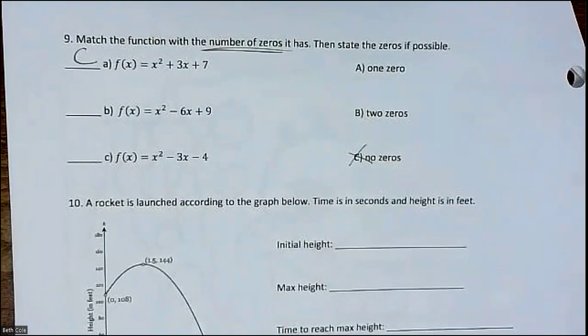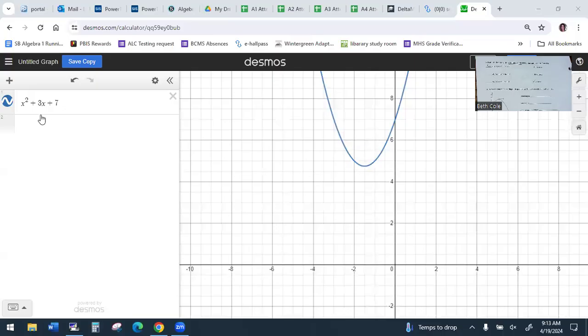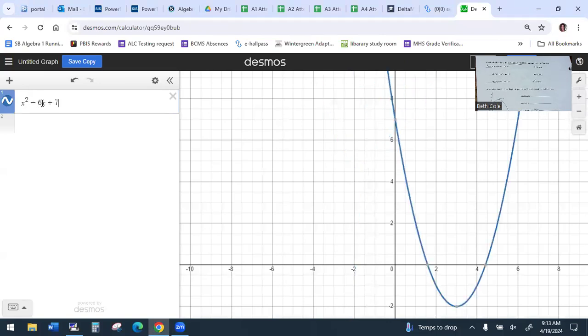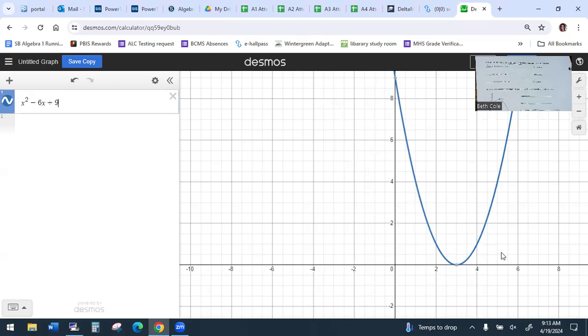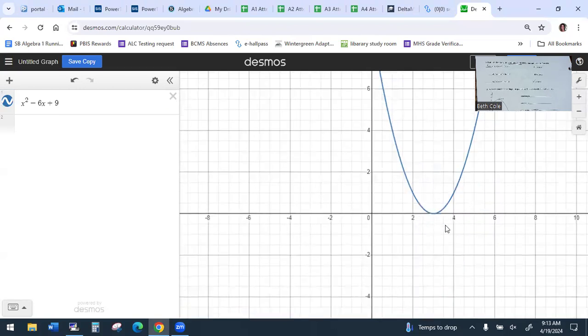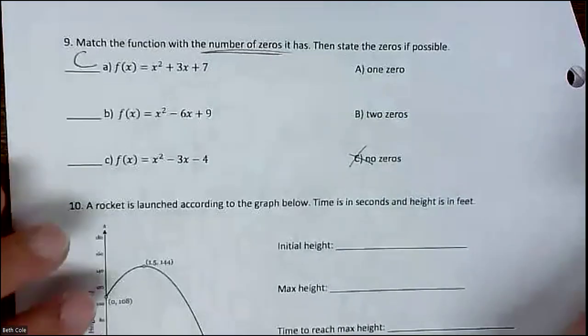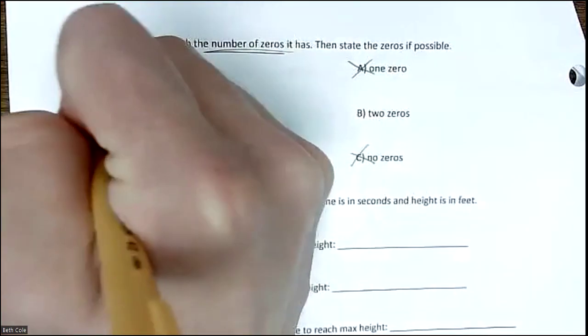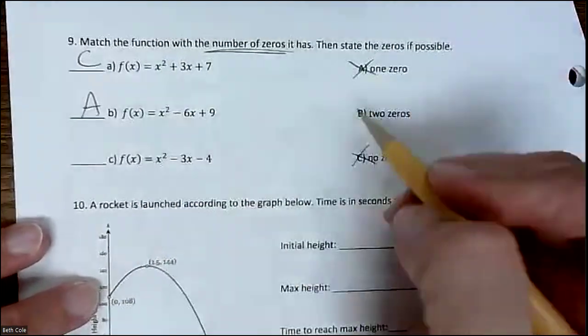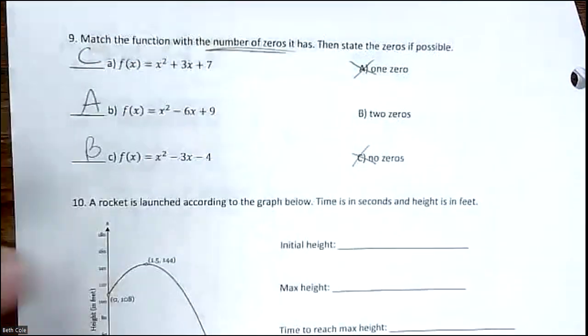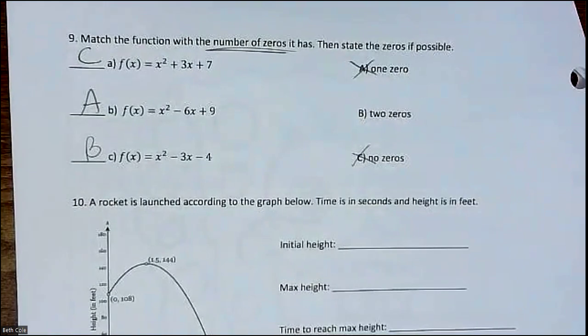All right, now I'm going to share my screen and do the other one. X squared minus 6x plus 9. How many x-intercepts does that one have? 1. Do you see how it only touches 1 time? Again, you're not actually finding the answer, just how many there are. And then, so if you type in this last one, it's going to hit the x-axis twice. It's the last one that's left. So that's how it's going to have to match up.